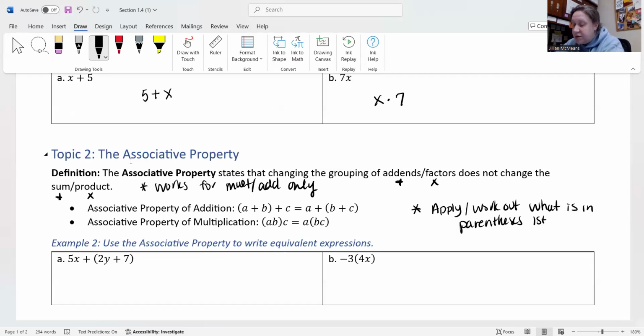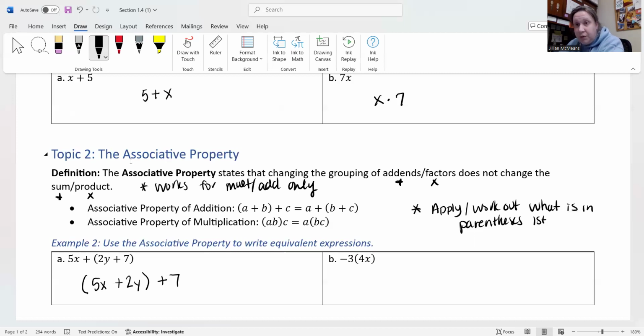So example 2 says use the associative property to write equivalent expressions. So I have 5x plus, in parentheses, 2y plus 7. According to the order of operations, I would take care of 2y plus 7. But we want to rewrite and get an equivalent expression. Well, because this is addition, I could rewrite this as 5x plus 2y in parentheses and then have the plus 7 outside. I would get the same thing. Regardless of what x and y are, I would get the same thing, okay? We haven't changed the order of the addends, we've just regrouped them, okay?